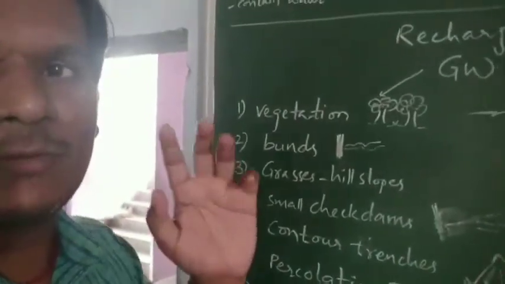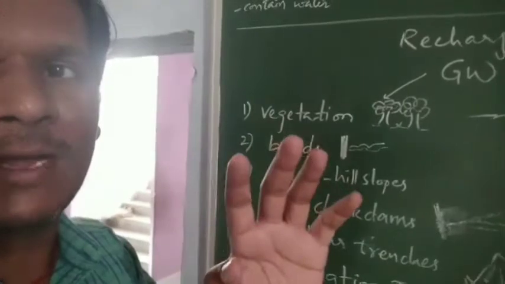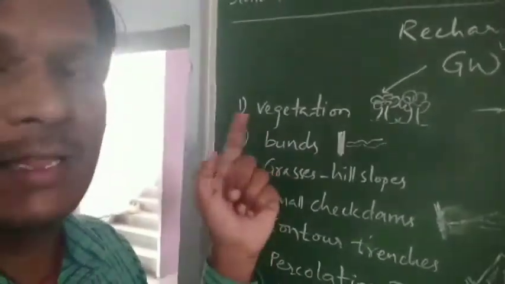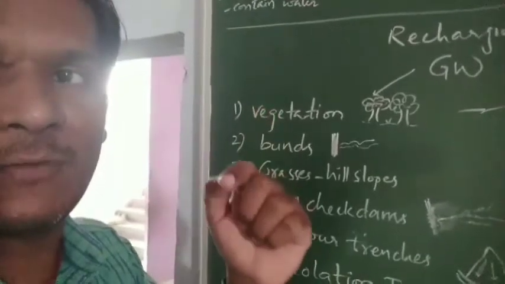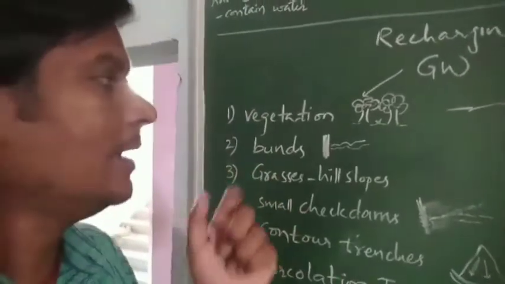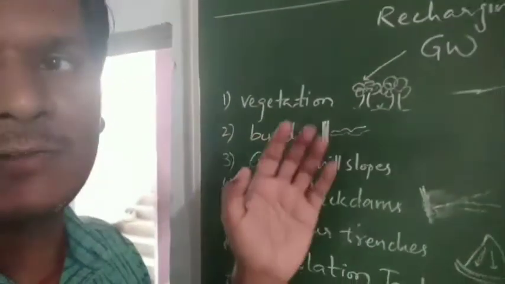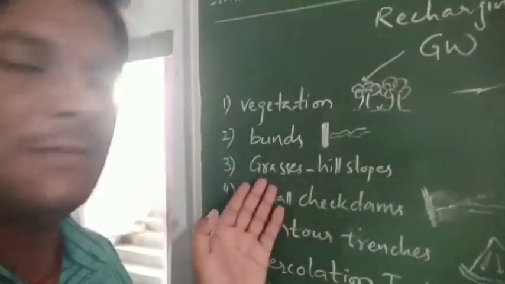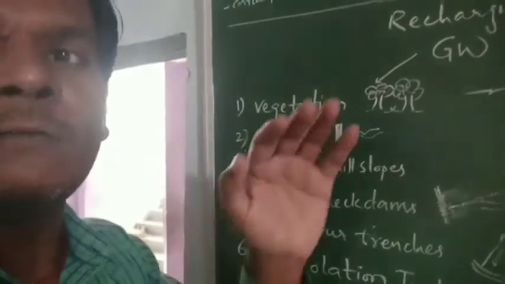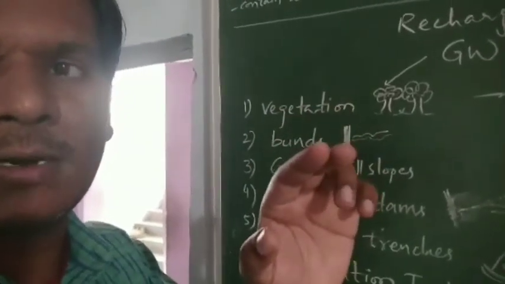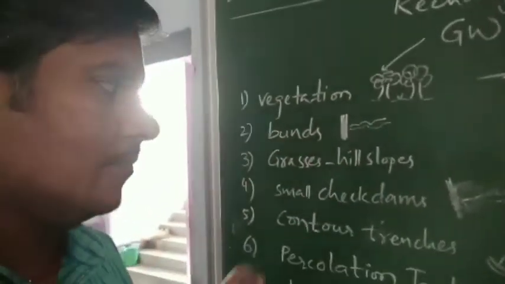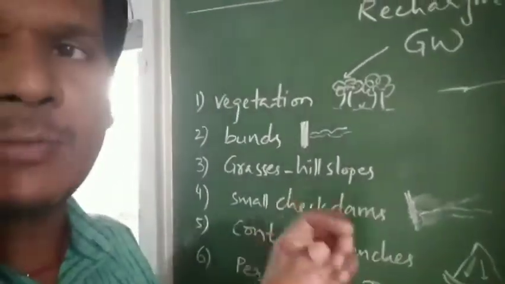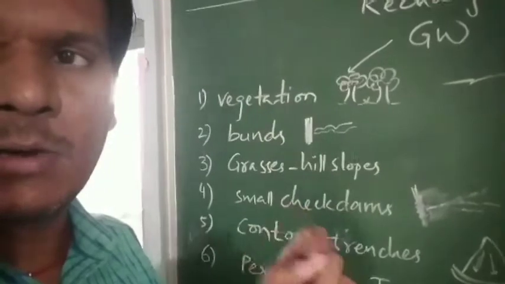Vegetation helps to stop the flow of water. The speed will be controlled and slowed down, and water slowly percolates into the underground. And vegetation helps to get more rainfall, giving more possibility of recharging groundwater. Next, bunds will stop the streams and water will be stored. Grasses on the slopes of hills slow down the speed of water, which slowly percolates into the underground. Check dams will stop the flow of water, giving more possibility of groundwater.